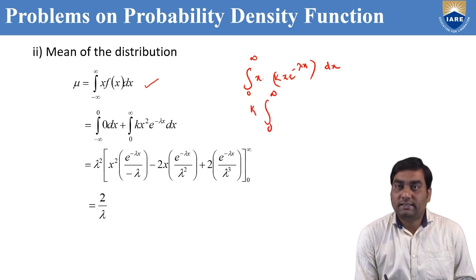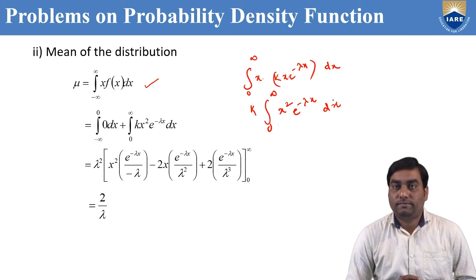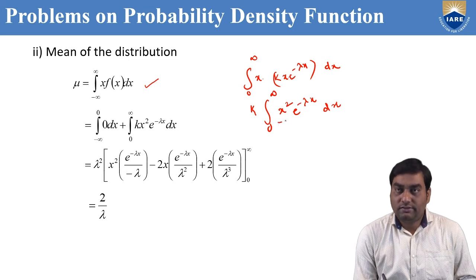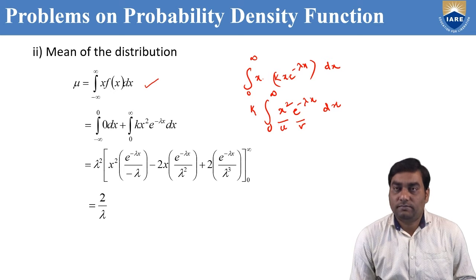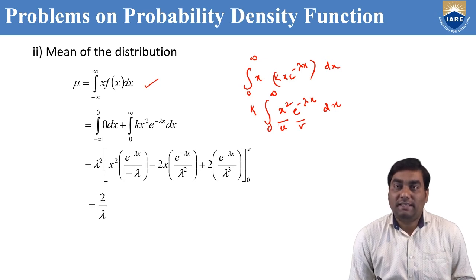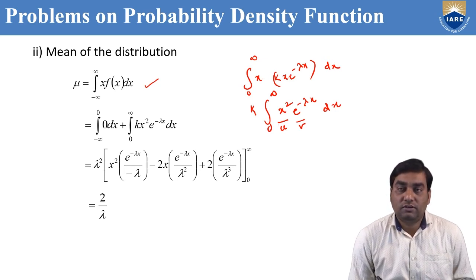Integral 0 to infinity x into x, x square e power minus lambda x dx. Again integration of UV. Again, x square is u and e power minus lambda x is v, because x square is an algebraic function, which comes first in ILATE. That is why it is u. And e power minus lambda x is an exponential function; in ILATE it comes in the last position. That is why it is v.